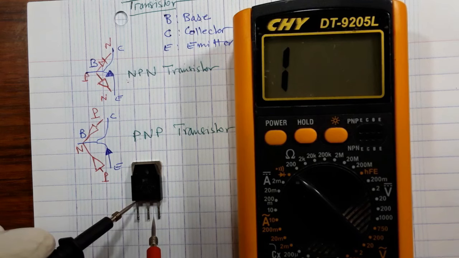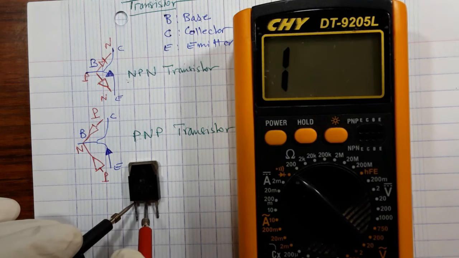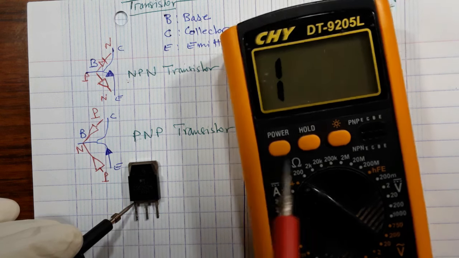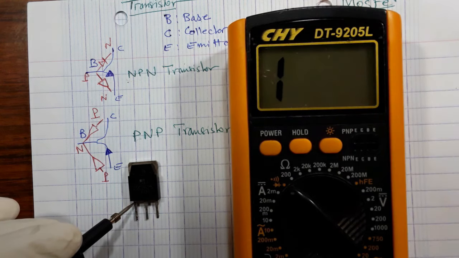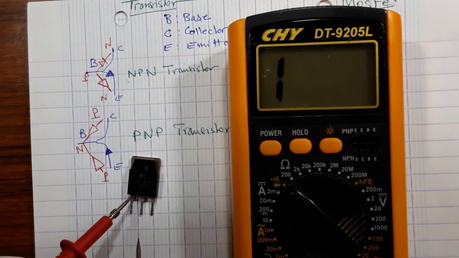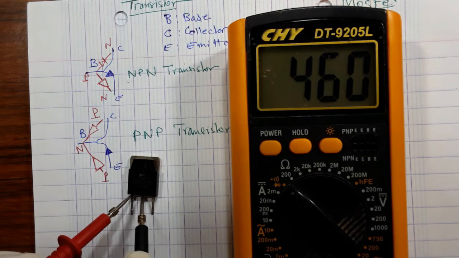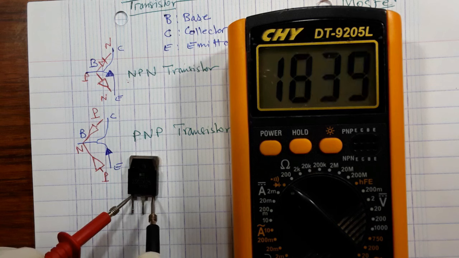So if I put, for example, the black probe here and the red here, no reading, as you see in the multimeter, no reading. Here, no reading. Okay, let's change the multimeter probes. Let's check the red probe here and the black here. Now we have a reading in the multimeter, as you see, about 459. Let's check this terminal also.